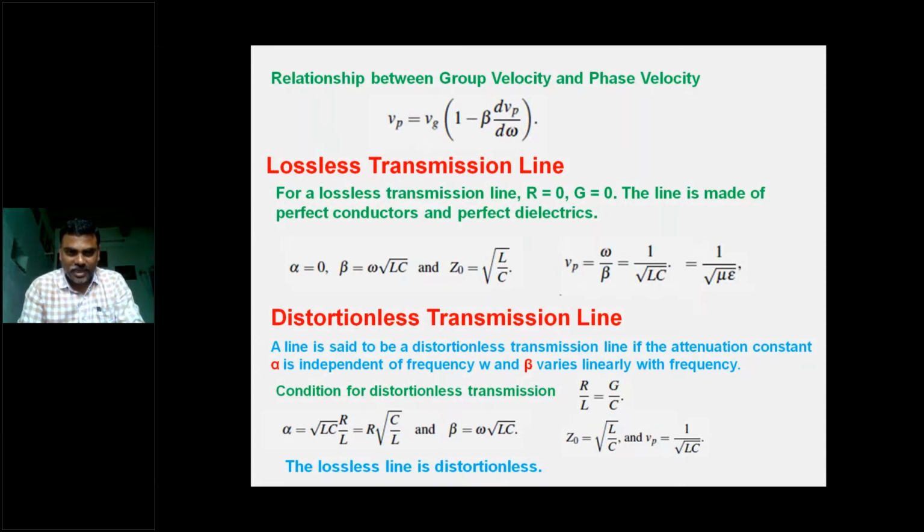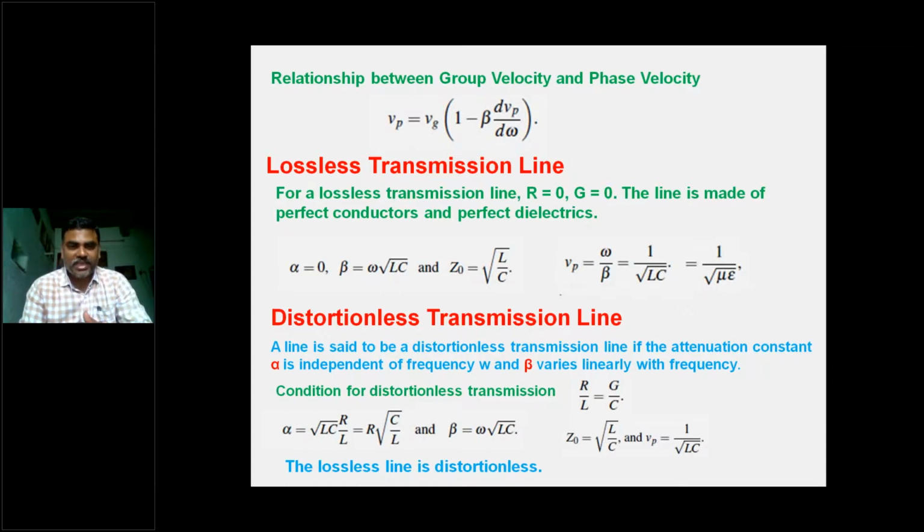And with R and G as zeros, we can say the alpha value is 0, the phase shift constant is omega root LC, and the characteristic impedance is root L by C. Similarly, the phase velocity is given by 1 by root LC, which is equal to 1 by root mu epsilon. So for the lossless transmission line, to find beta directly, you can use the formula omega root LC, and to find characteristic impedance, we can directly use root L by C.